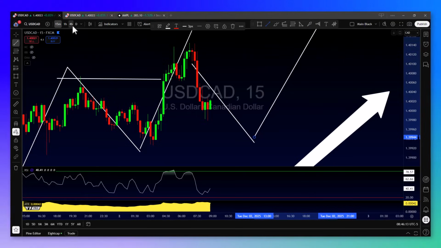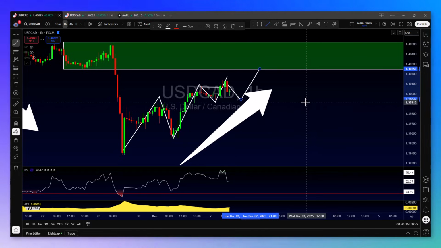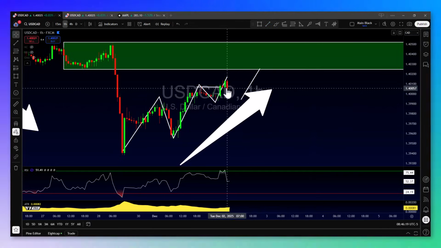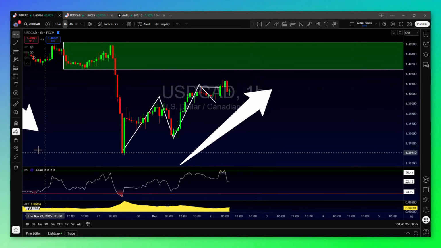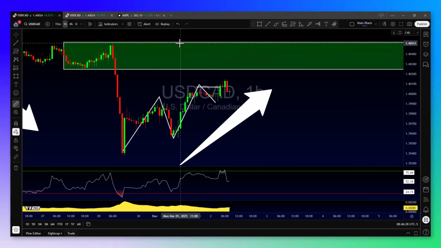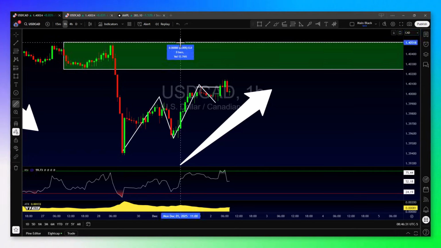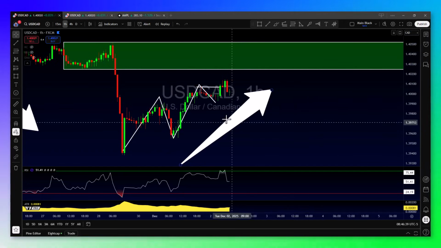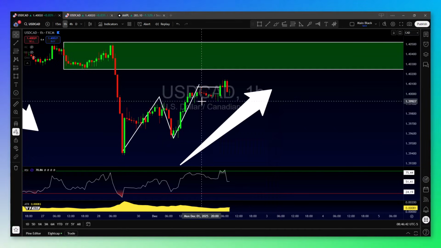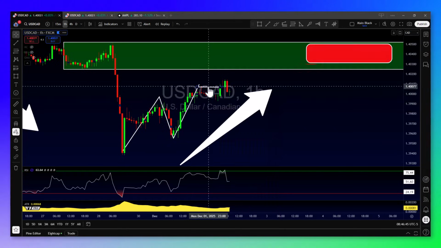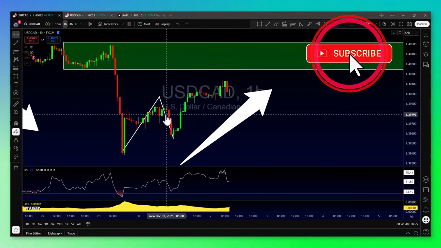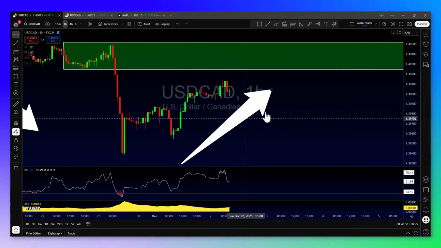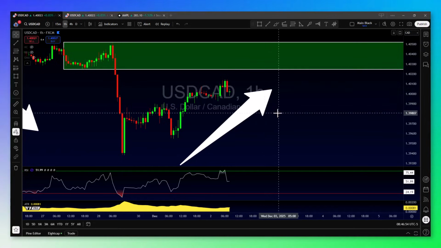Now, the magical question is this. We have this level, right? How can I pinpoint where I want to shoot for targets in this level? We have the very extreme of 140.51 to the very low of 140.25. What are some things I can do? If I want to project continuation targets here, I can do an AB equals CD.